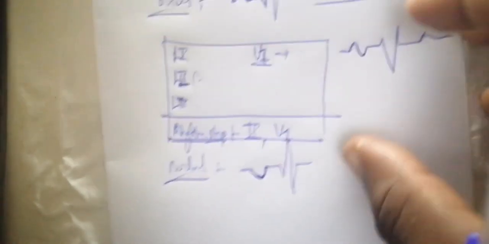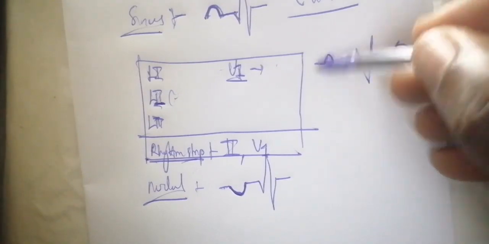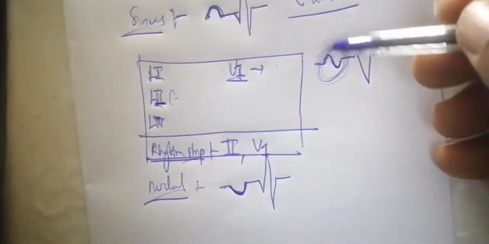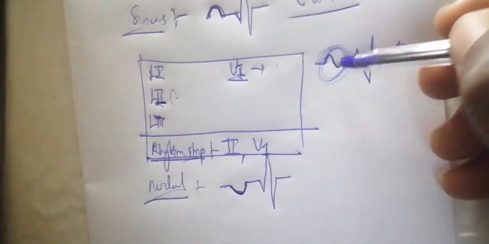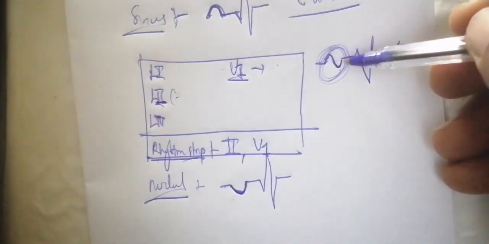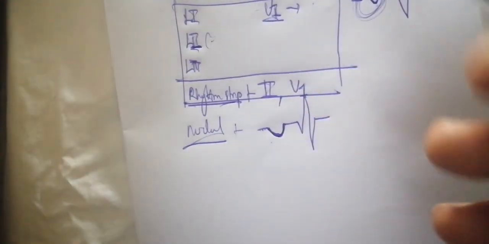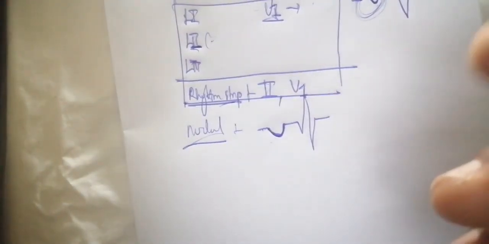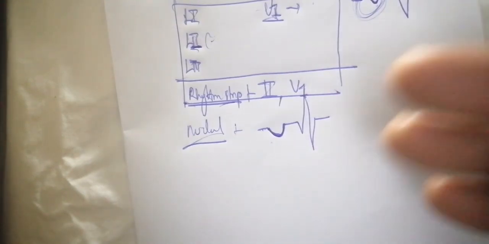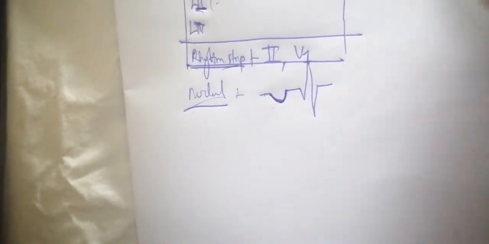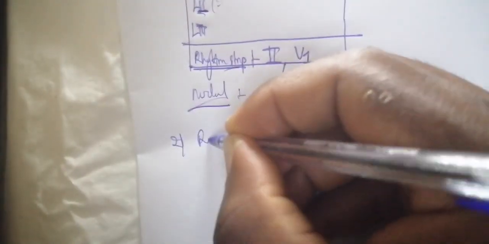Those are the different aspects. If you now visualize an inversion of this P wave, it is still a nodal rhythm at the level of V1. Those are the different aspects you have to understand. The next rhythms are the junctional rhythm and the ventricular rhythm, which are out of the scope of our tutorial. Now the next thing is regularity.